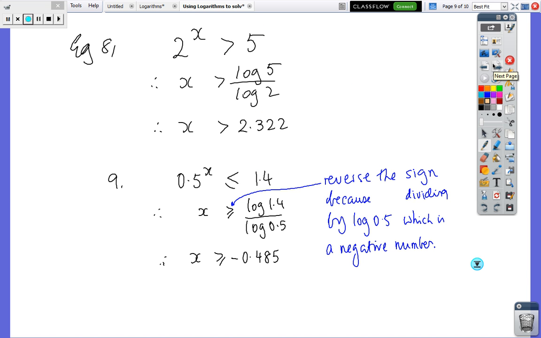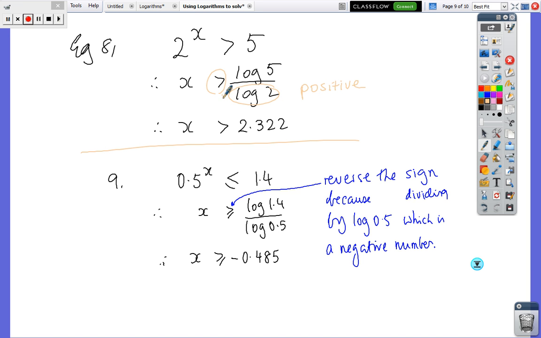Just a couple more with inequations, less than and greater thans. So the first one, we just start off the same, pretend it's an equal sign, and because log of 2 is a positive number, we don't have to change anything. So if 2 to the x is greater than 5, then x is just greater than log 5 over log 2, which is greater than 2.322. So there's no problems there.